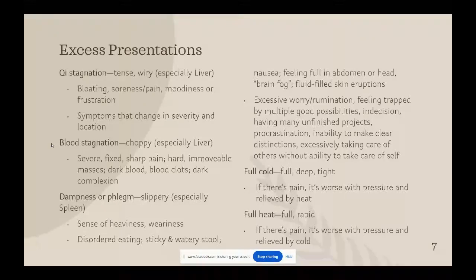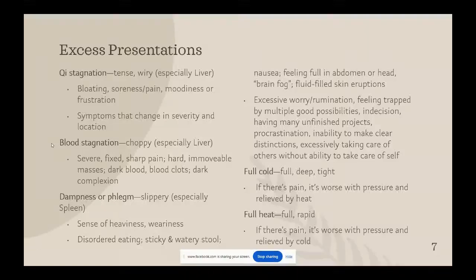Also on a psychological or mental emotional note, there might be a lot of worry and rumination, circling over things. At an extreme, there might even be an OCD kind of condition, and feeling trapped by multiple good possibilities, indecision, having many unfinished projects, procrastination, inability to make clear distinctions, excessively taking care of others without the ability to take care of the self.